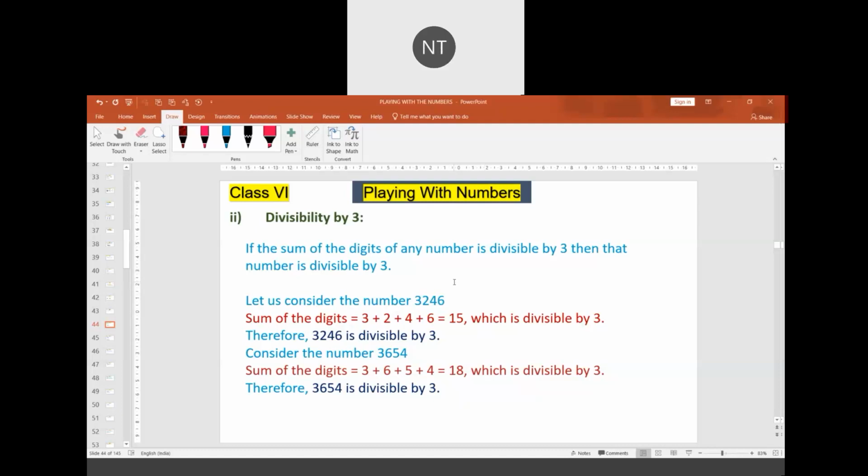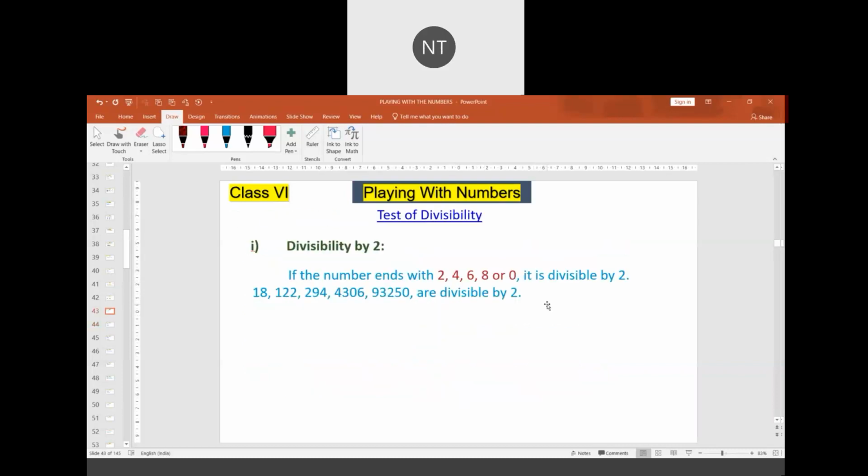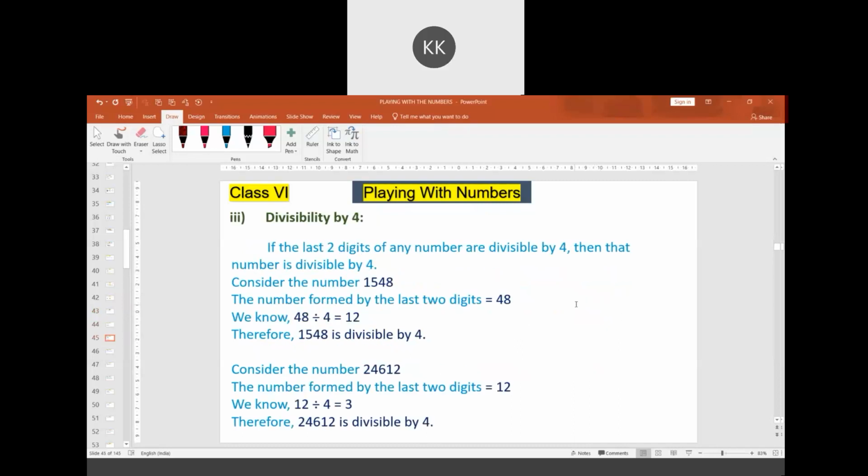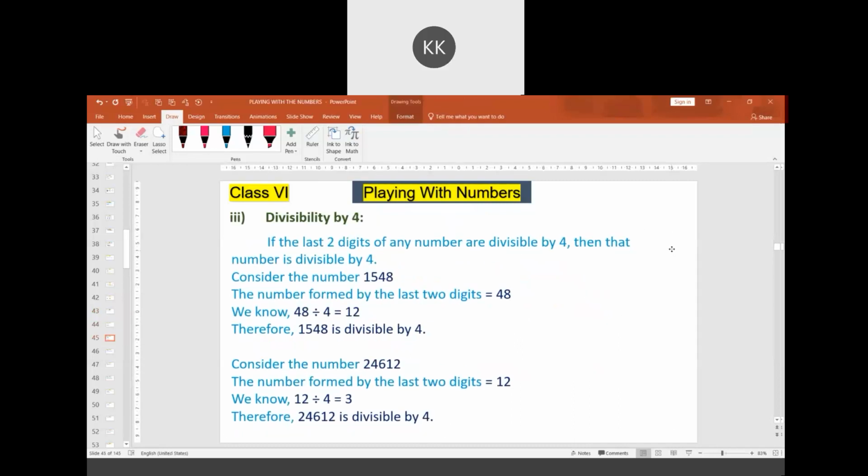A number which ends with 2, 4, 6, 8 or 0 is divisible by 2. All those numbers which are ending with 2, 4, 6, 8 or 0, they are all divisible by 2. Coming to Paras, what is the doubt? Understood, sir. You understood it? I am not telling any difficult concepts, sir. You must understand it easily.